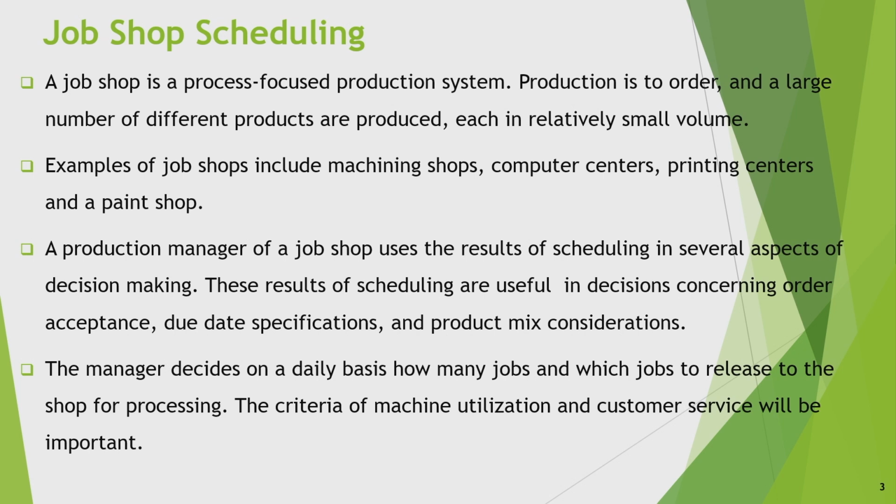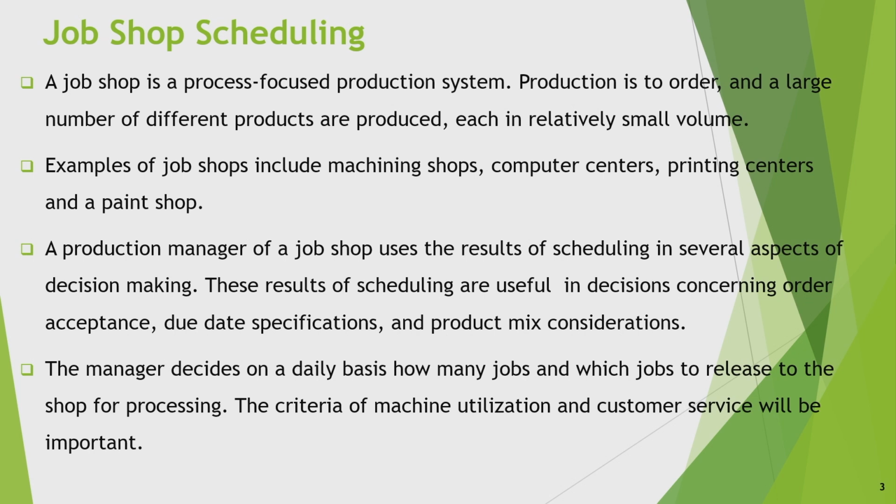A production manager of a job shop uses the result of scheduling in several aspects of decision making. These results of scheduling are useful in decisions concerning order acceptance, due date specifications and product mix considerations. So, production manager will use these results. He may decide whether to accept any new order or not, what is the due date and what type of jobs he has to make.